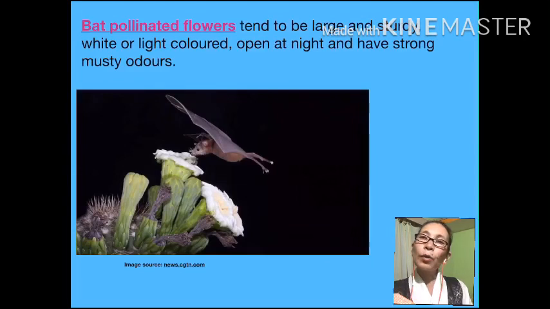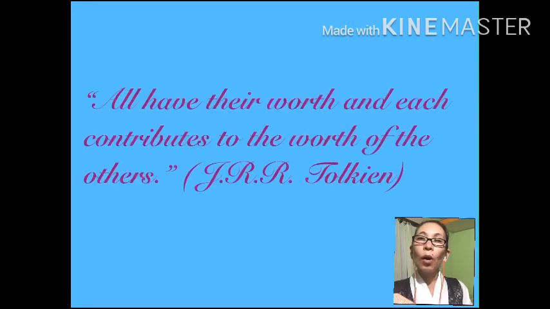So from the above explorations, we can truly appreciate the interdependent interaction between the plants and the animals. Moreover, pollination syndromes are a great example of co-evolution. Both the flowers and the pollinators adapt to each other's change over time. So let me conclude this session with a quote: "All have their worth and each contributes to the worth of the others."